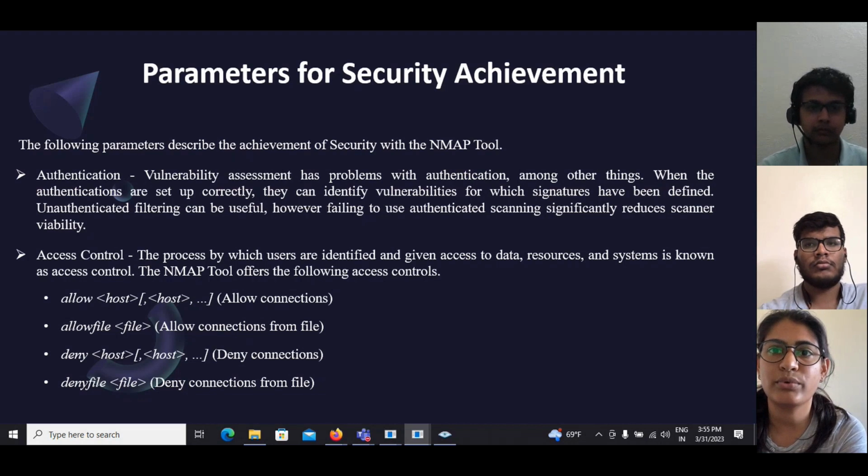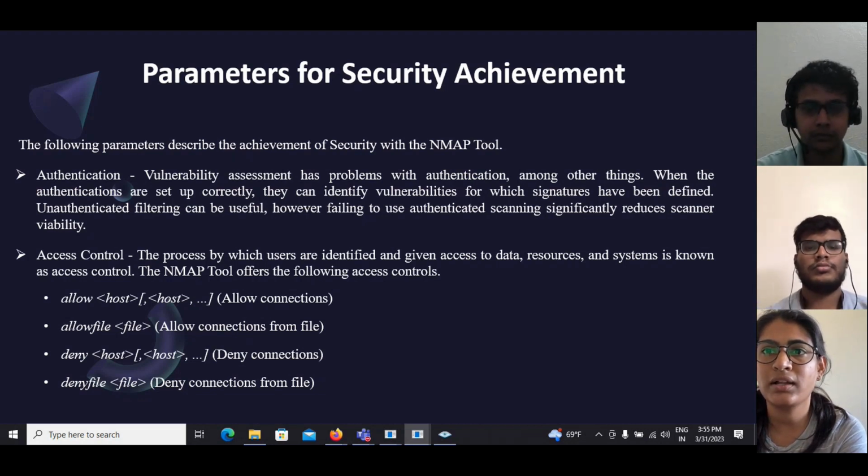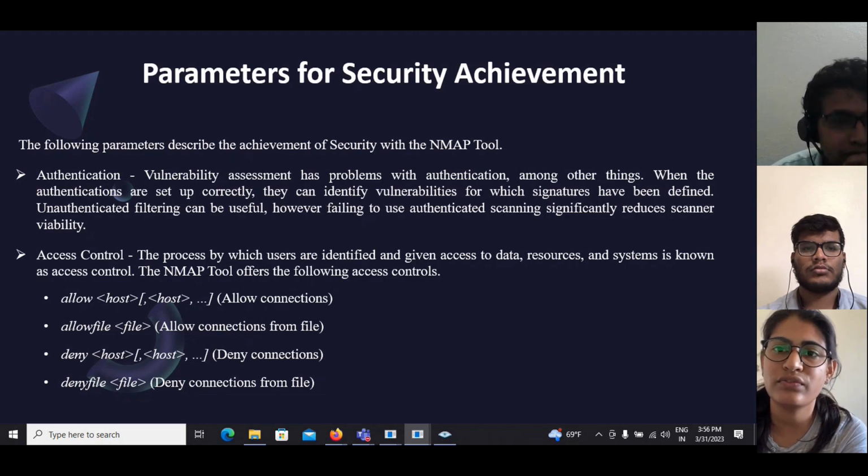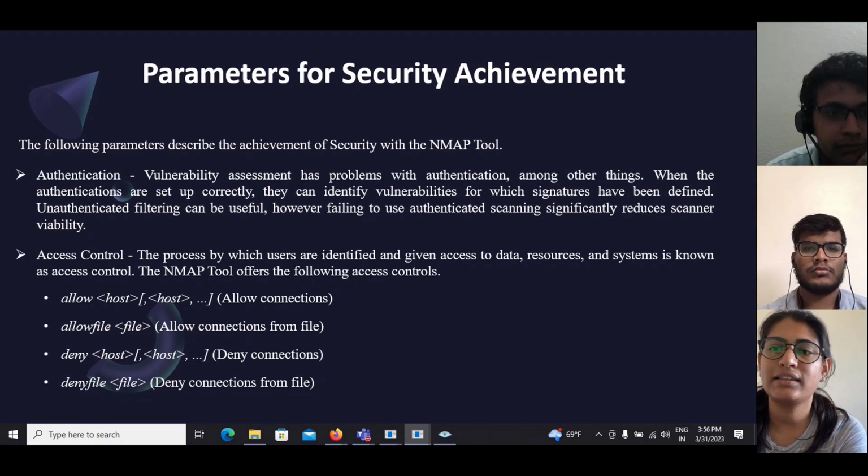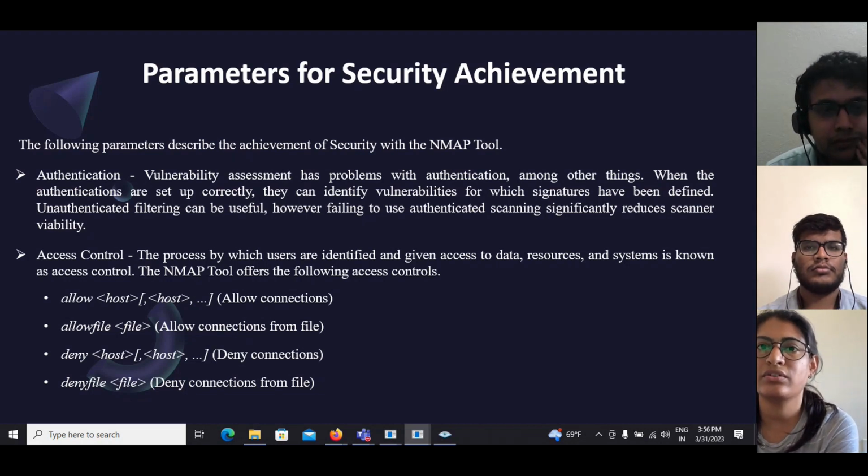And then access control, the process by which users are identified and given access to data, resources, and systems, is known as access control. The network mapper tool offers the following access controls: allow connections from file, and deny connections from file. And then next, my friend Saiteja will continue with the literature of this network mapper.